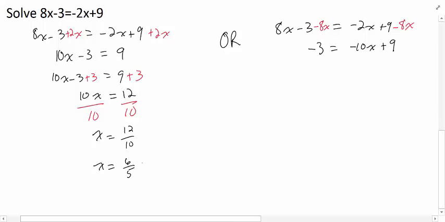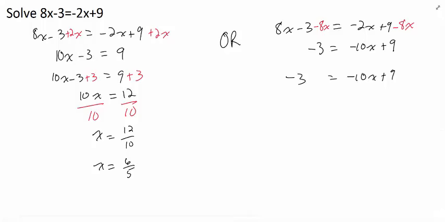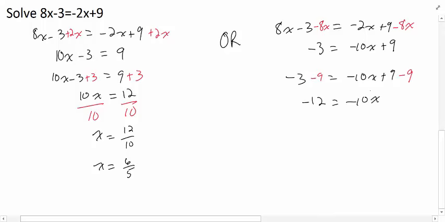If I had chosen, instead of adding 2x to both sides, to subtract 8x from both sides, if I continue solving here, I'm going to have to take away 9 on both sides. And now divide by negative 10. So I'm going to get negative 12 over negative 10 equals x, and that reduces down to 6 over 5.